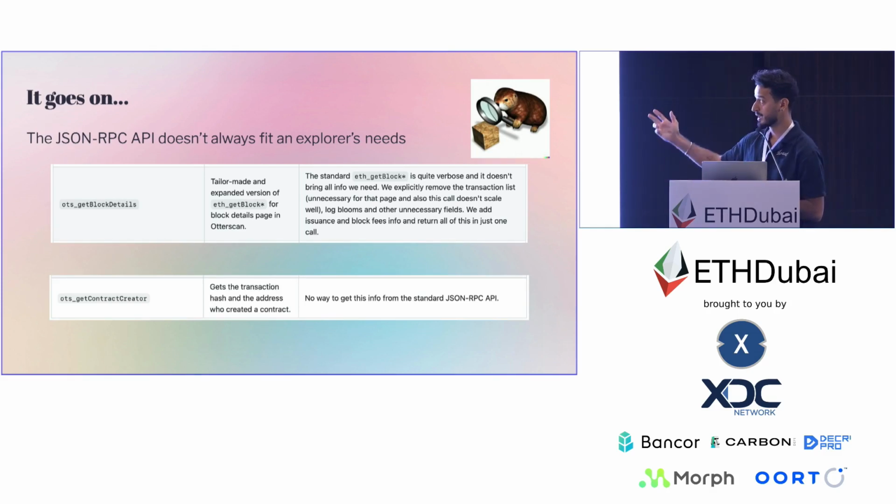For example, they had to add a method to get the details of a block. Now, you might know there exists a method like that. We have eth_getBlockByNumber or eth_getBlockByHash. But they just need slightly different fields, and so they had to add their own method for this purpose. Or to get the creator of a contract, this information is not exposed via the JSON RPC server, so they just had to add a new method for this purpose.